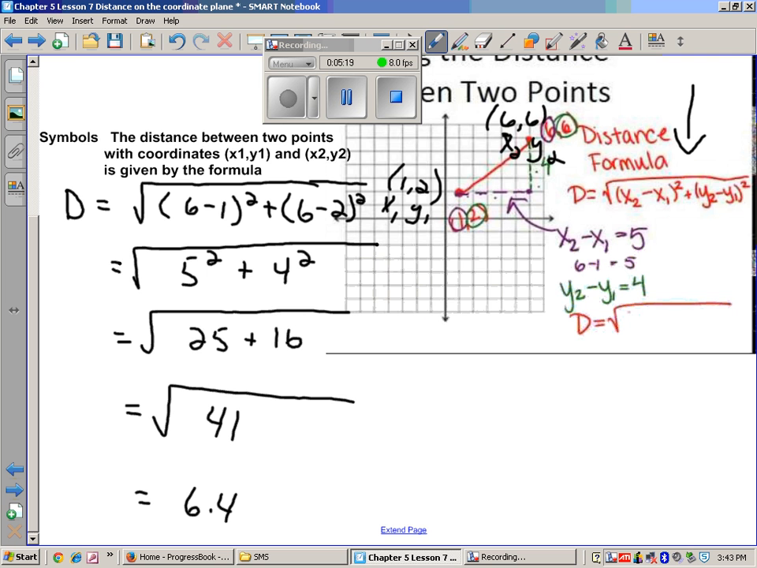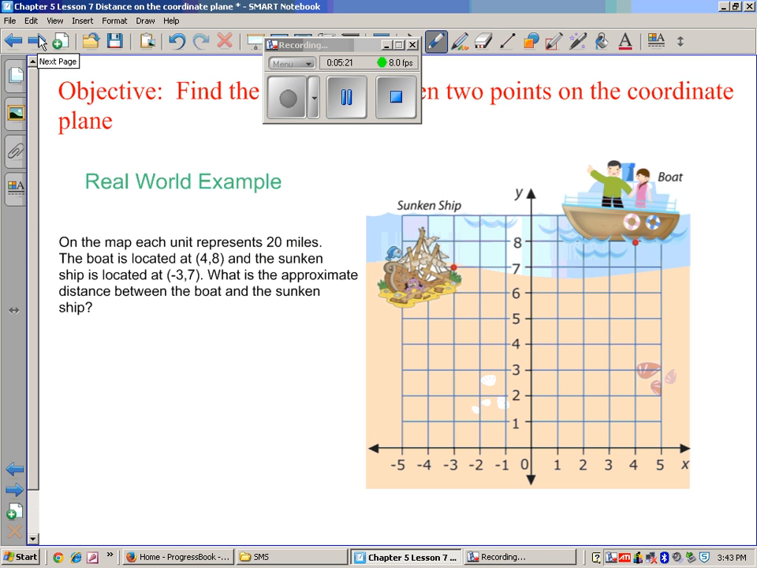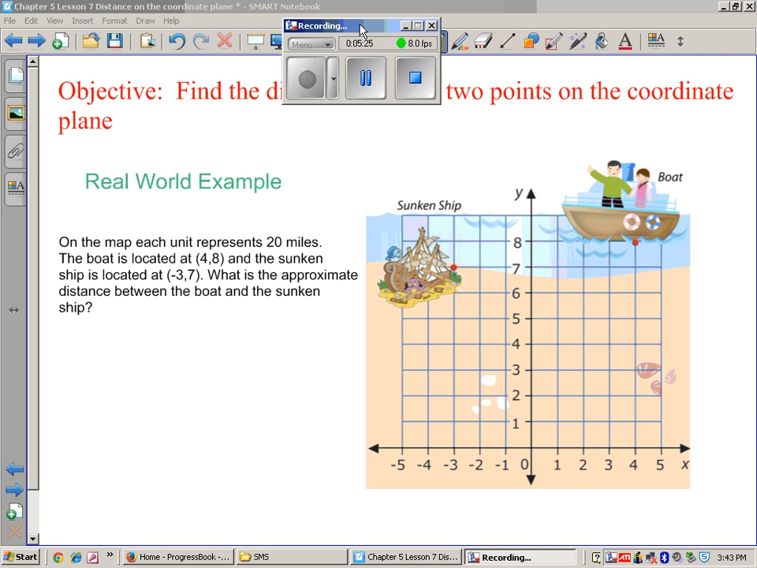Okay, let's take a look at our next example. Our next example is a real-world example. And what we have going on here is, on the map, each unit represents 20 miles. Each unit is one space.